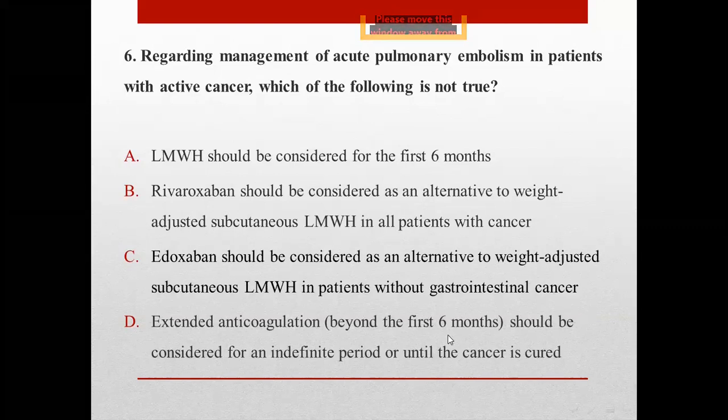So I can see that we have a consensus that the incorrect statement here is B. So let us see the answer. It is B. Well, if we revise the guidelines, we can find that rivaroxaban should be considered as an alternative to low molecular weight heparin in patients with pulmonary embolism and cancer, but not gastrointestinal cancer. Not all patients with cancer. Patients with cancer except those with GIT cancer, because in patients with GIT cancer it carries an increased risk of bleeding. Okay.